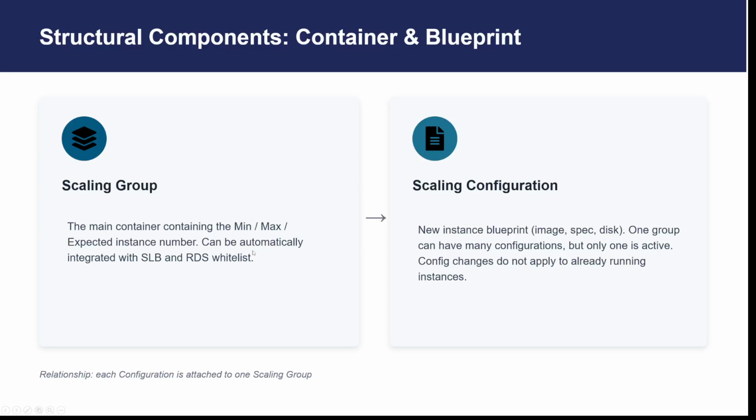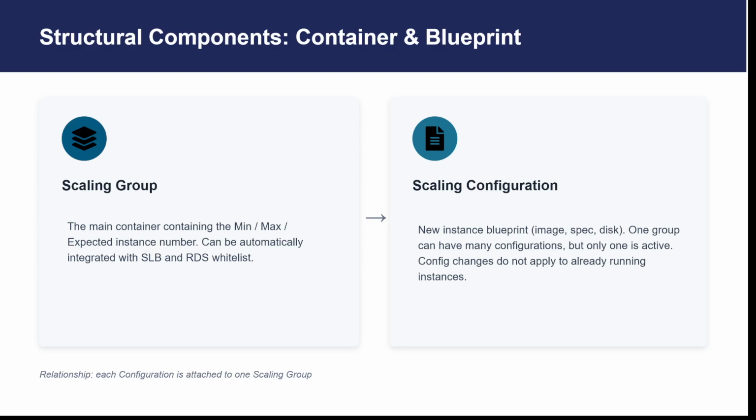Okay, next, let's talk about the structural components, container and blueprint. Let's look at the two components that define the structure. First is scaling group. Scaling group is the main container. It holds the minimum, maximum, and expected instance number. And it can automatically integrate with a load balancer and database whitelist.